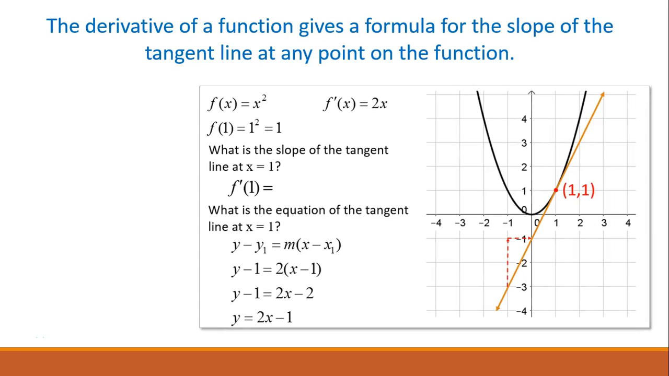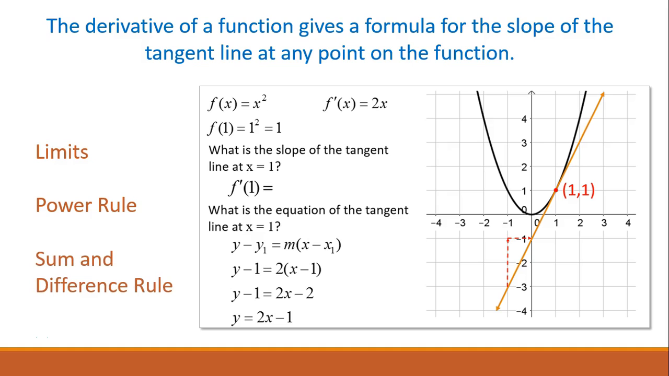We've already talked about how a derivative tells us about a rate of change for a function, and that the derivative can be used to find the slope of a tangent line at any point on that function. Now, we used a couple of methods to find derivatives. One was by using limits, and then we had some derivative formulas that we've used, which were the power rule and the sum and difference rule.